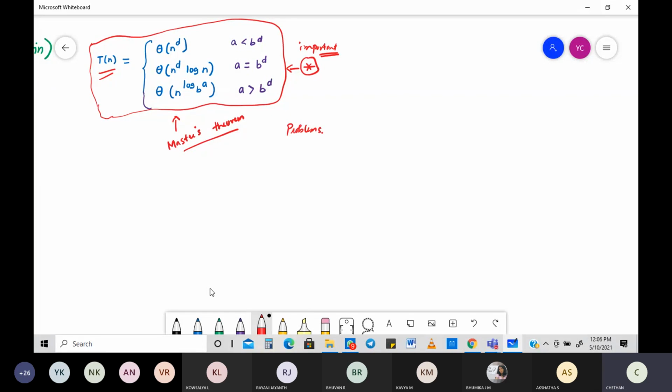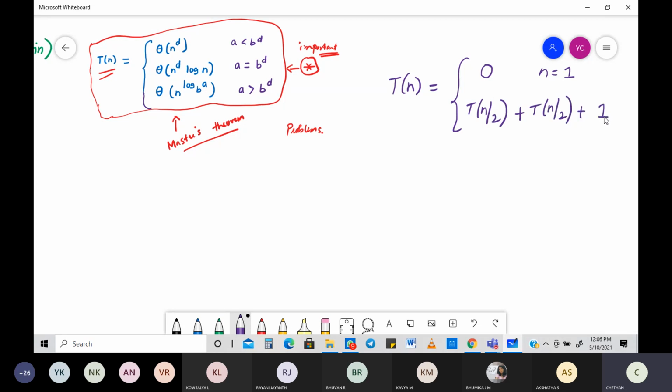First and foremost, you know very clearly that the divide and conquer technique, which is nothing but T of n, basically works like this with regard to a very simple formula. What is the simple formula? It is 0 when n is equal to 1, and then you have T of n by 2, the time required for the left part, plus T of n by 2, the time required for the right part, plus 1, the time required for joining the two. Joining both the left part and the right part.